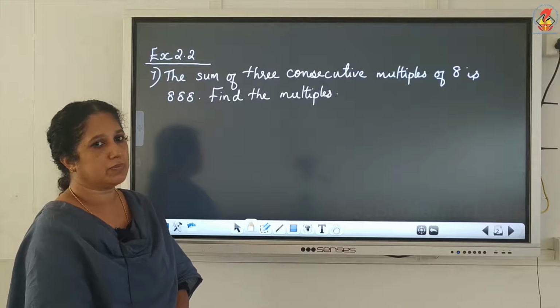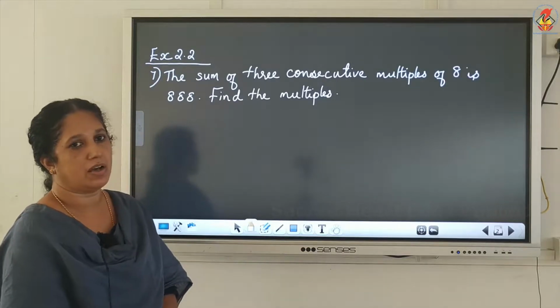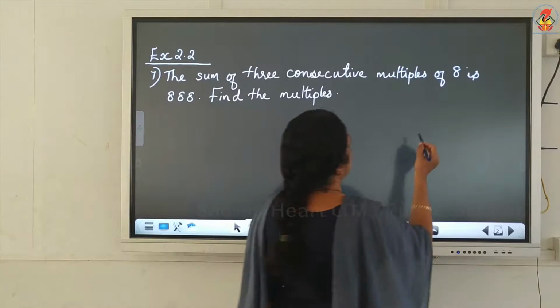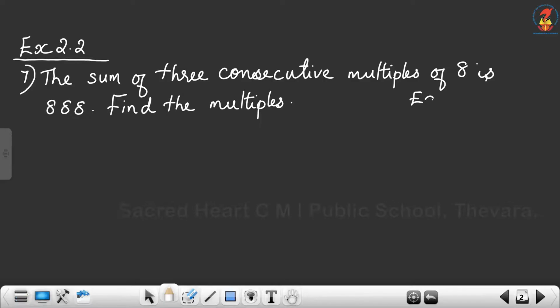So, we have to assume variables for these multiples. How can we assume the variables? This is only an example. What is the first multiple of 8? First multiple of 8 is 8. What is the second multiple? 8 into 2, 16. And the third multiple? 8 into 3, 24. So these are three consecutive multiples. When you add these three multiples, you won't get 888, so this is not the answer. This is only an example.